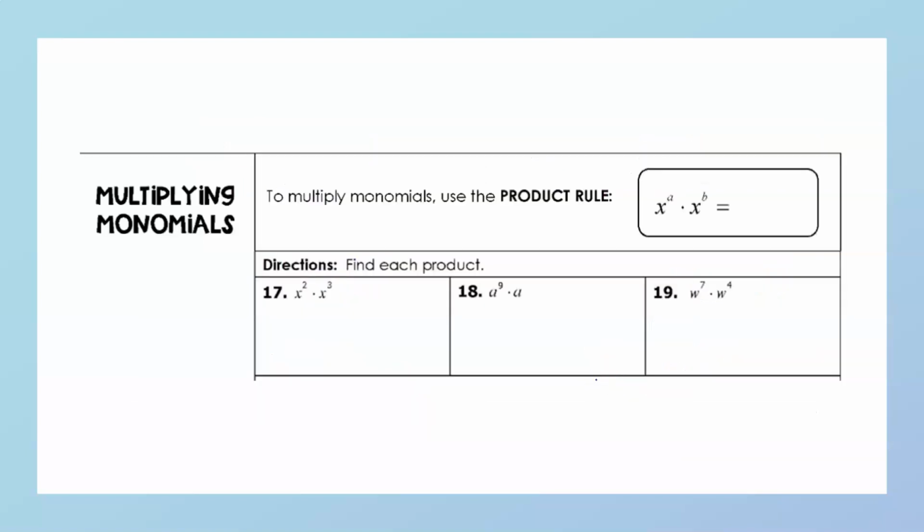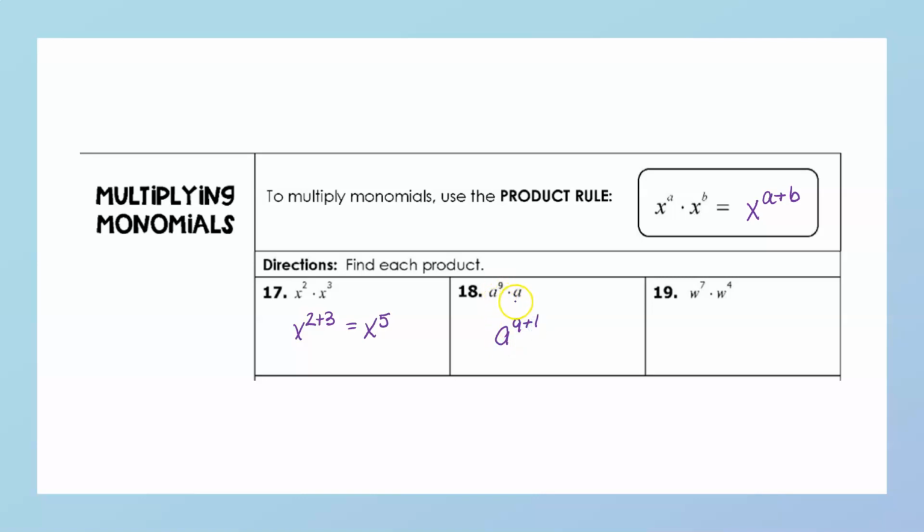All right, now we're going to move on to multiplying. So to multiply monomials, use the product rule. That means that you add the exponents. So this will be x to the a plus b power. And sometimes to organize yourself, you actually write that out. So I'm going to show you what I mean. So I have x to the 2 plus 3 power, which is x to the 5th. And especially if you have a lot of things going on, it's really good to write that out.